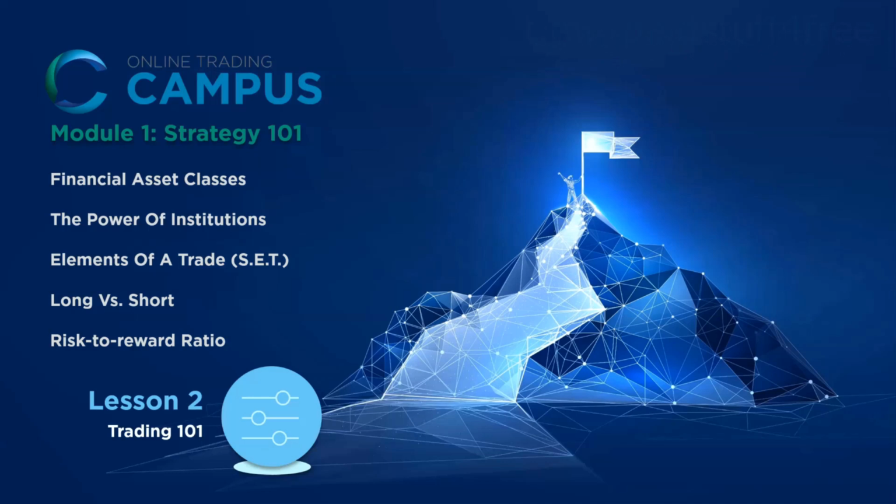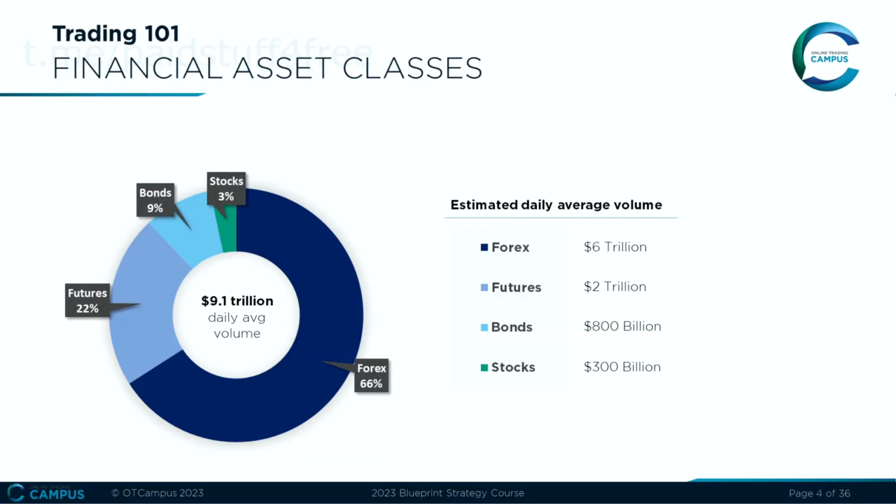This will be followed by the key elements that each trade has to consist of, the so-called set, followed by long versus short, which are basically just two ways of making money in the market, one with predicting declining asset prices and one with predicting rising or rallying asset prices. And at the end of this lesson, I already want to introduce to you an objective, measurable KPI that will in fact guide you throughout your entire trading life, which is the risk to reward ratio. All right, so these are all the topics that we're going to cover today.